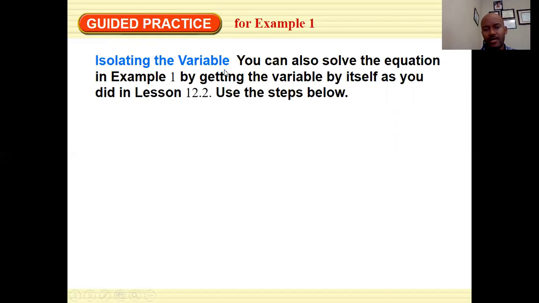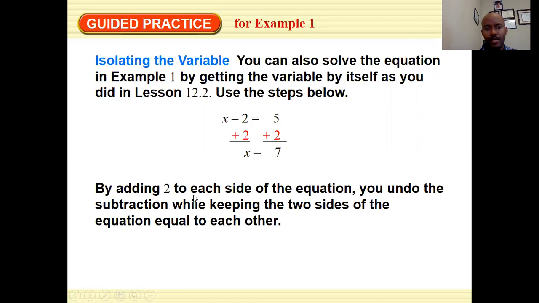Isolating the variable. Now we're going to use another method to solve this. You can solve the equation in example 1 by getting the variable by itself, as you did in the previous lesson. Use the steps below to solve it. Because it was subtraction, we use inverse operation. We add 2 to both sides and you get 7. By adding 2 to each side of the equation, you undo the subtraction while keeping the 2 sides of the equation equal to each other.